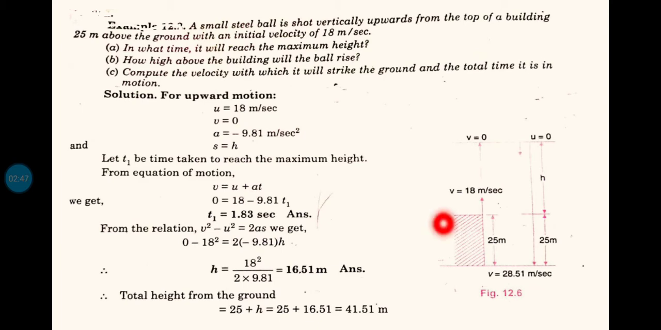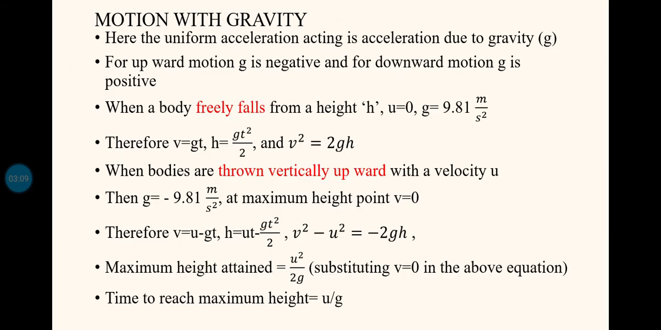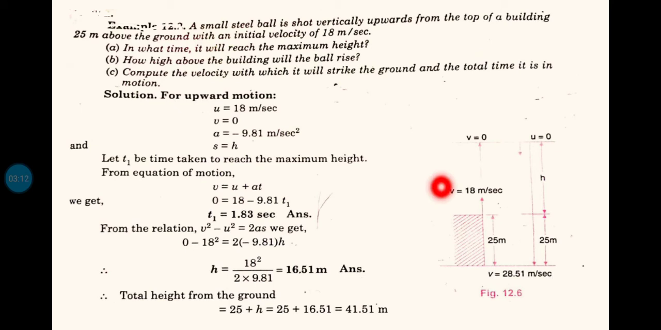So first we will consider the motion of the steel ball from the building upward. For the upward motion, as I have already told, u is equal to 18 meter per second, and once it reaches the maximum height, v is going to be 0. Since the ball is moving against gravity, the acceleration a is equal to minus 9.81 meter per second square. I don't know this height, but I have taken it as h, that is, from the building to the maximum height is h. So s is equal to h for this motion.